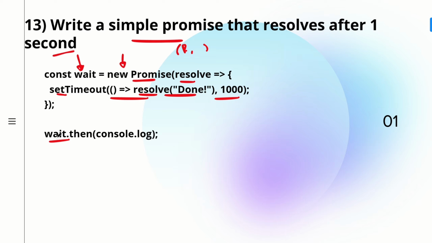So how are we handling this promise? To handle this promise, we have to write dot then, and then we are just doing console dot log of whatever we have got. So this is how we can write a simple promise that resolves after 1 second.